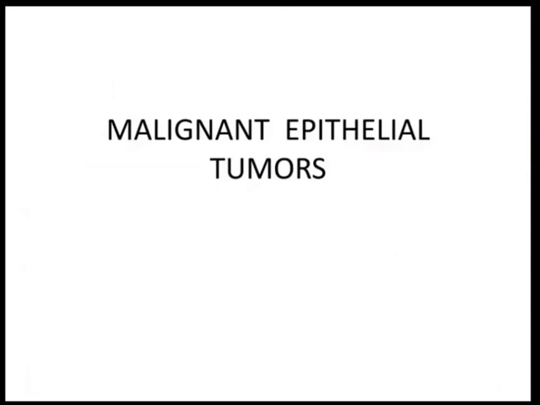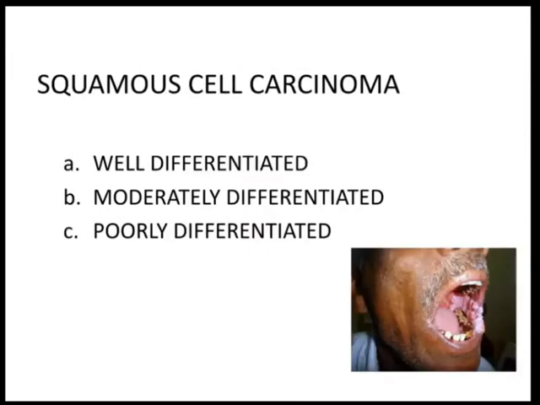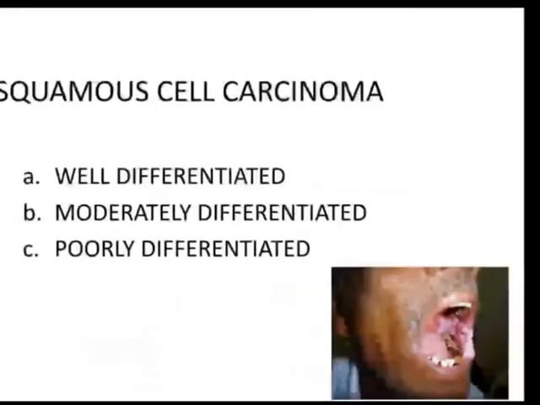This finishes the benign epithelial tumors. Now I will be talking about malignant epithelial tumors. So the contents which I will be discussing are squamous cell carcinoma. There are three types: well differentiated, moderately differentiated and poorly differentiated. Others: verrucous carcinoma, basal cell carcinoma and malignant melanoma. Squamous cell carcinoma, three types I already told you: well differentiated, moderately and poorly differentiated. To the right corner you can see a clinical pic of a squamous cell carcinoma.